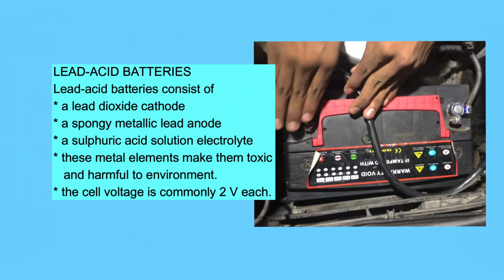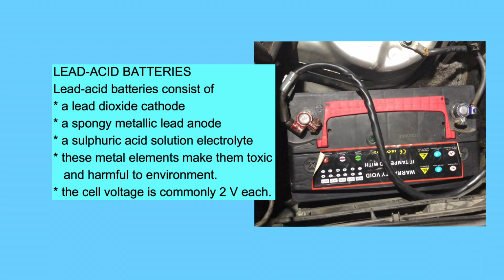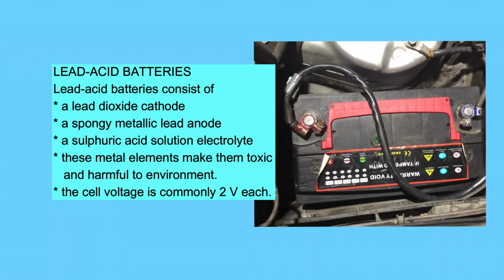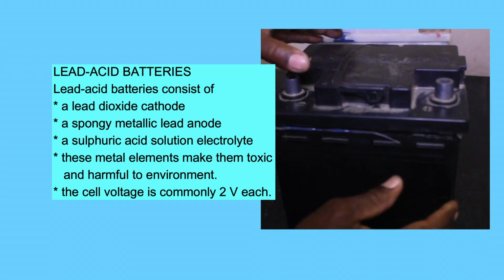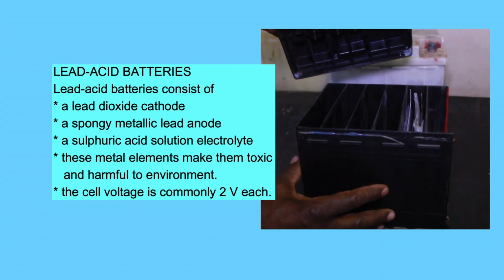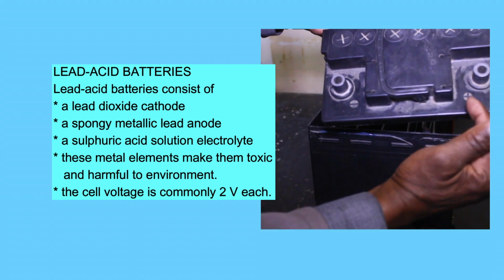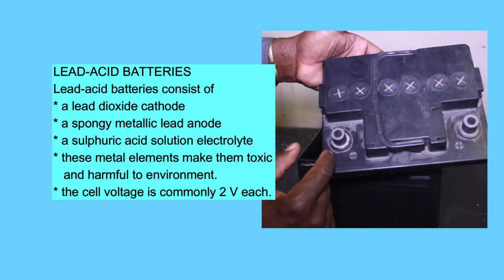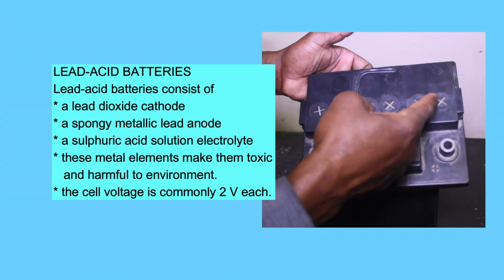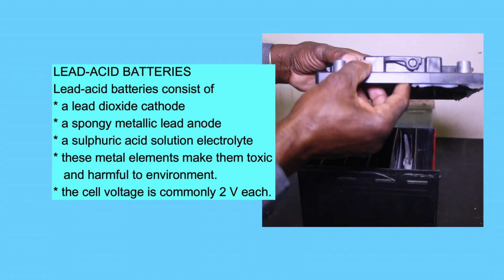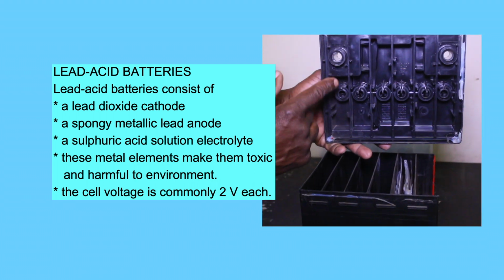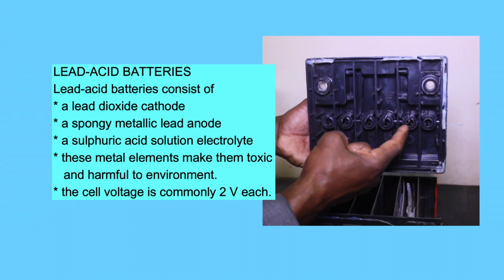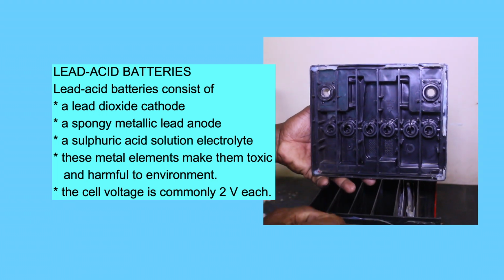Lead-acid batteries consist of: 1. A lead dioxide cathode, 2. A spongy metallic lead anode, 3. A sulfuric acid solution electrolyte. These metallic elements make them toxic and harmful to the environment. The cell voltage is commonly 2 V each.